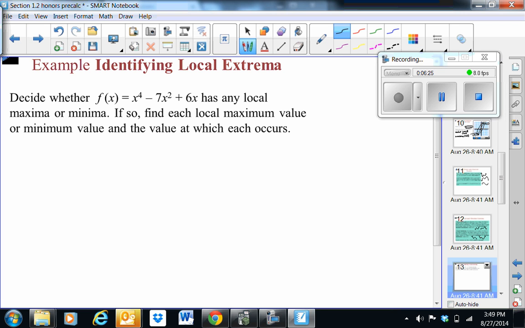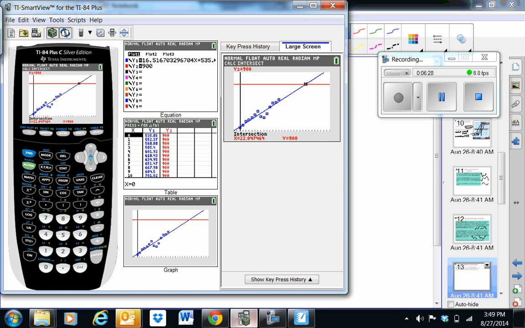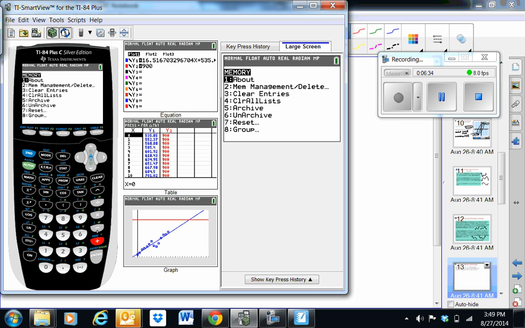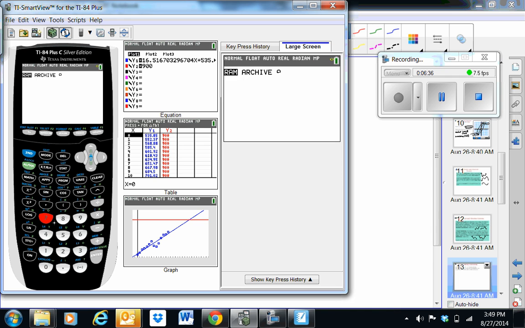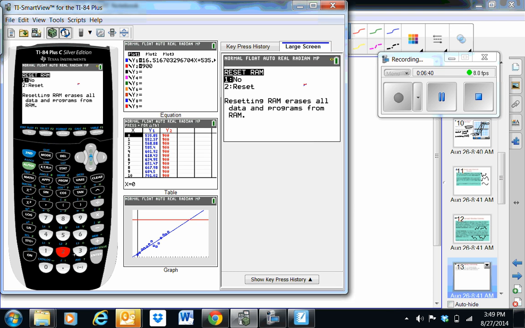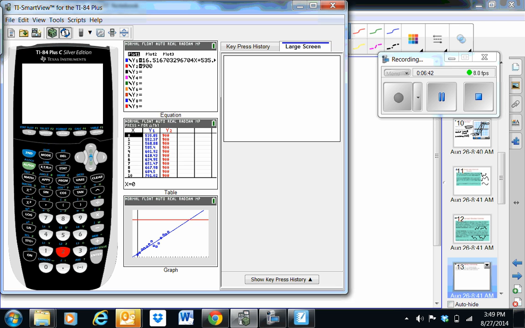Well, I am going to go to my graphing calculator, and we're going to learn some things right now. I'm going to clear out my memory because I have a lot in here right now. And so I'm going to reset it. I'm going to reset all RAM. Reset. They really want you to be sure you want to do this.